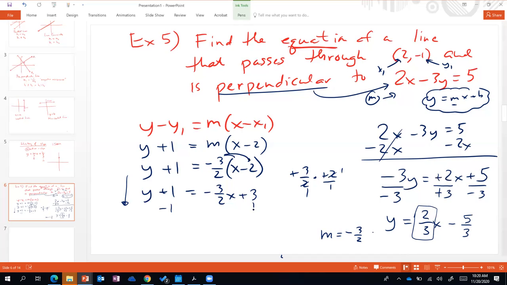Subtracting 1, subtracting 1. Negative 3 halves x plus 2 is our final answer, and there it is. We've created a perpendicular line. It hits this first line right at a 90-degree angle, but it goes through the point 2, negative 1. Are we good?